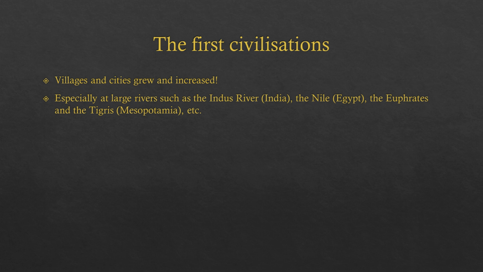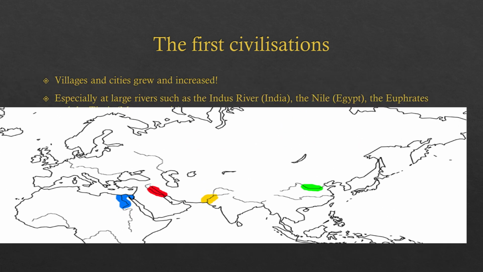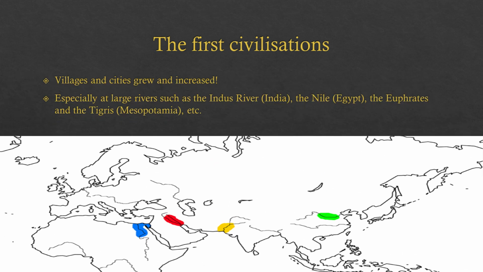During the Bronze Age we can also see the start of villages and cities, and they grew and increased rapidly during this time, especially at large rivers in the world such as the Indus River in India, the Nile in Egypt, the Euphrates and Tigris in Mesopotamia, Mekong and Huanghe in China, and so on.